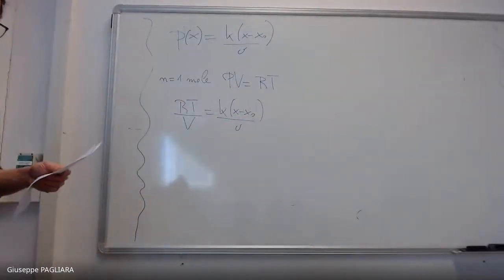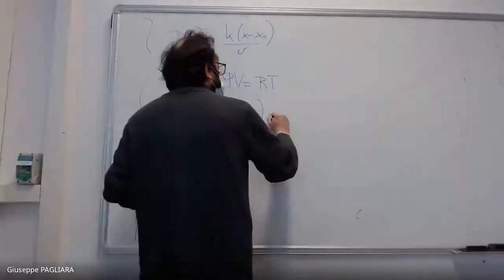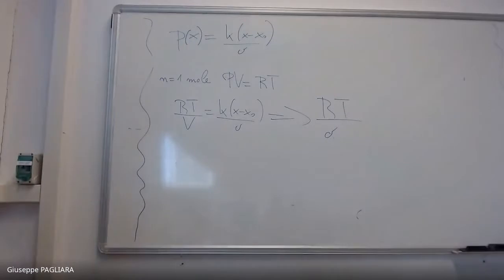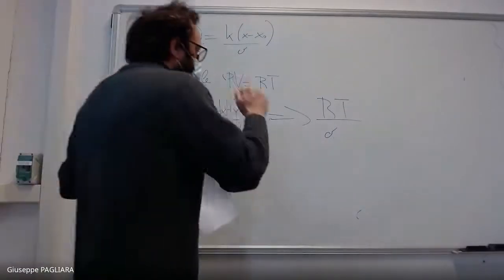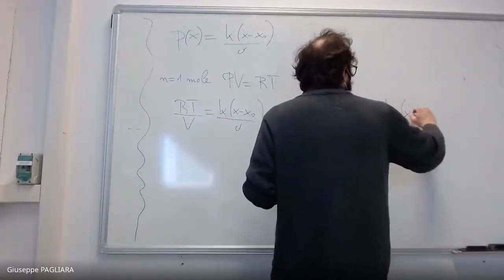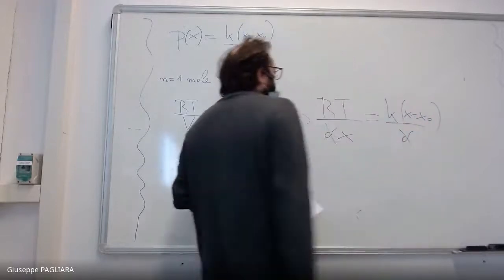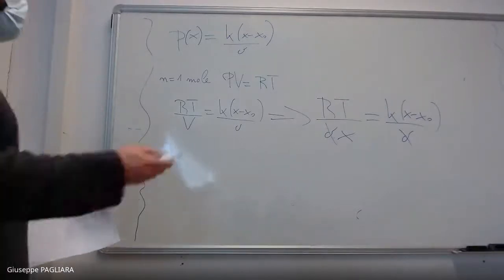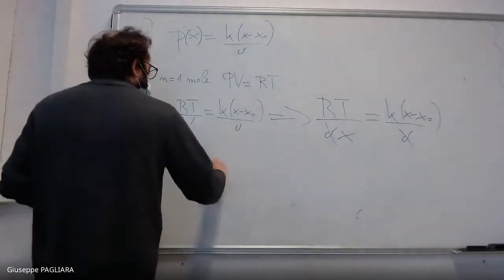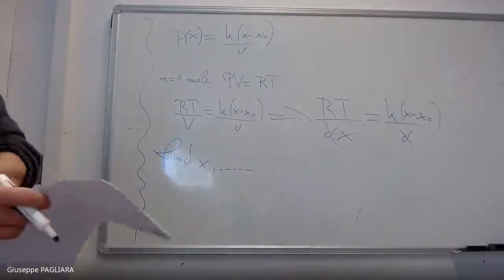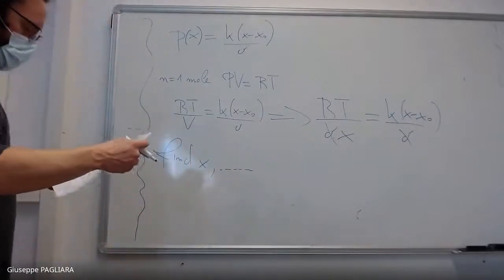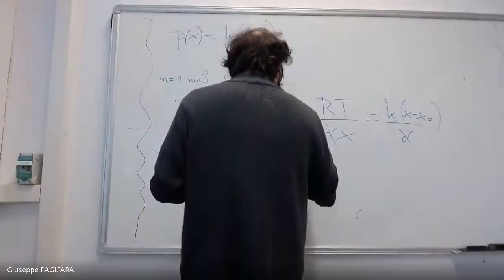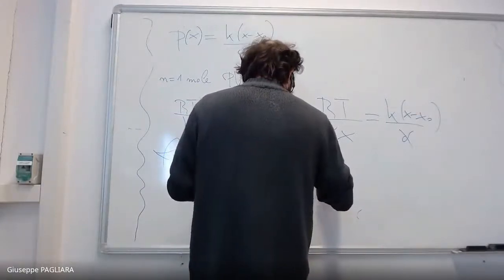What is V, the volume? The volume is just sigma, which is the surface of the piston, times x. So RT divided by sigma x is equal to k (x minus x0) divided by sigma. I can remove the sigma, and then I get an equation in which I have to find x. There is a little bit of algebra that I'm not going to compute, and at the end, if I have done my calculation correctly, we should get the following expression. So x should be equal to x0 divided by 2.